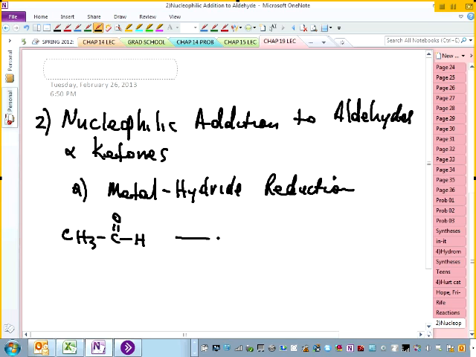So if you take an aldehyde, you take sodium borohydride or lithium aluminum hydride. You follow this up with an aqueous acid workup. What is the product you are going to get with an aldehyde? Primary alcohol. You should know that. Very good.